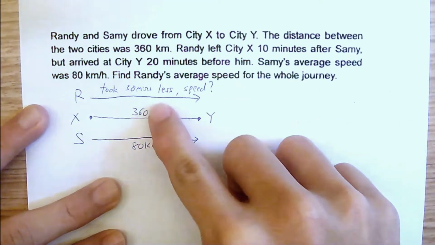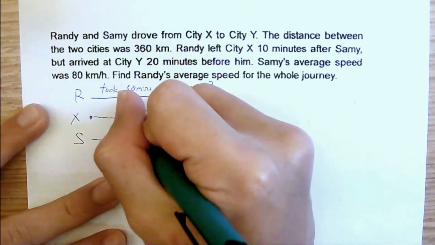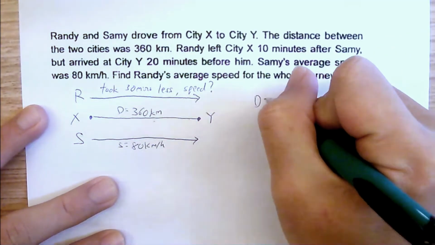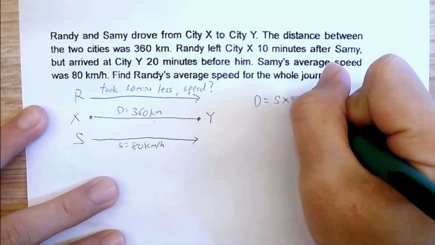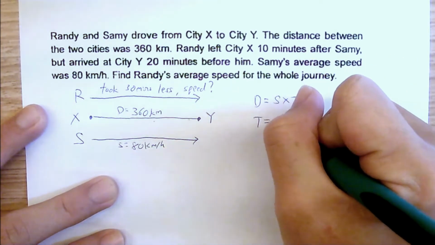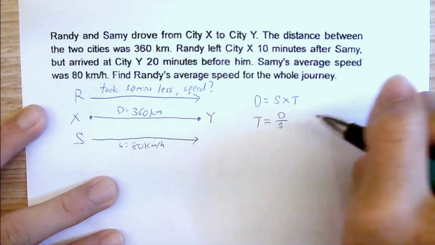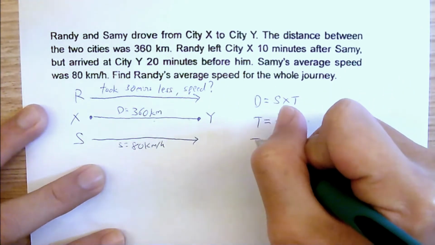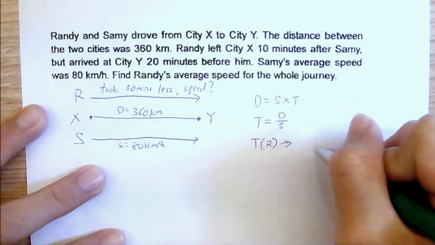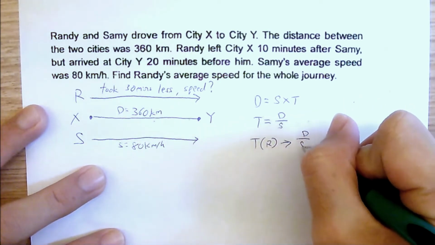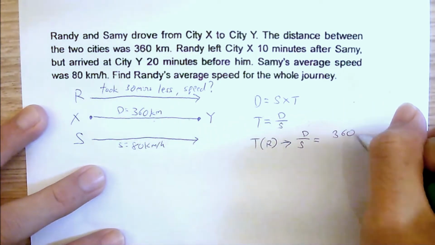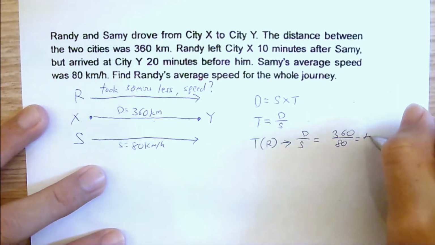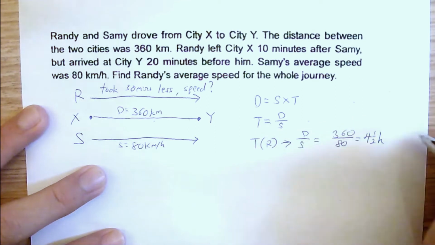From this information, what can we find? We have the distance, we have the speed. So what can we find? Distance equals speed multiplied by time. So how do we find time? Time will be distance divided by speed. So we have our distance, which is 360. So let's find the time for Sammy. Distance over speed, giving us 360 divided by 80. You throw that into the calculator, you're probably going to get 4.5 hours.